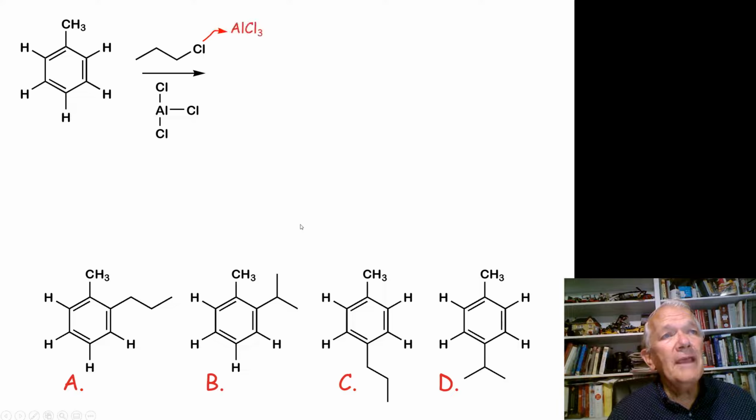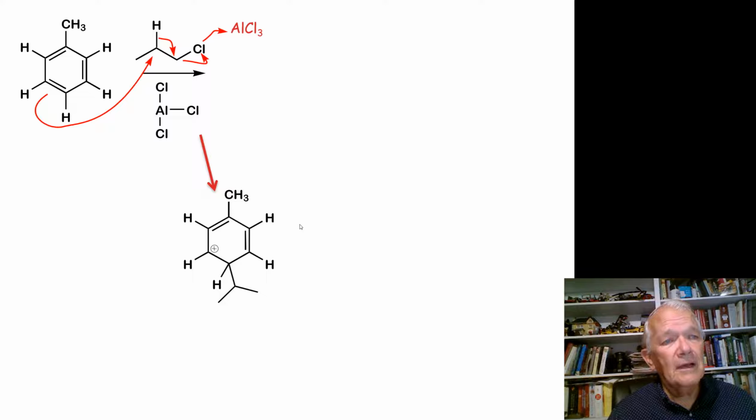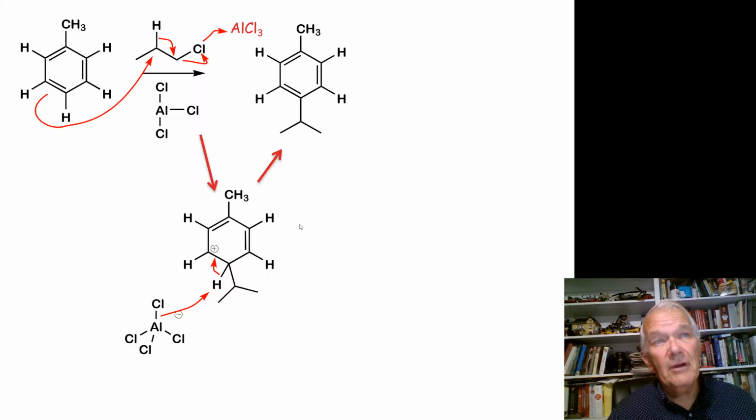So how does it work? We pull off the chloride. As the chloride leaves, we have to have a hydride shift to give us the isopropyl arenium ion, which is, of course, going to lose the proton and form the para isomer, where we've added the isopropyl group there. So adding an n-propyl group, straight chain, is not so simple.